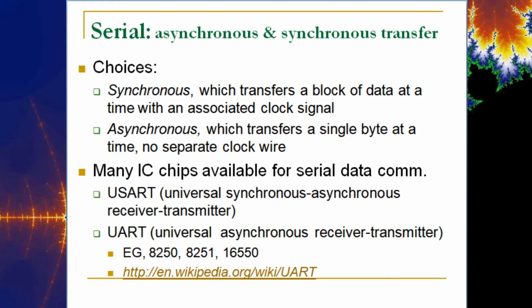There are many different chips available for serial data communications, and they usually have one of two designations, either a USART or a UART. The USART is the one you can configure to do whatever you want. It's the universal synchronous asynchronous receiver transmitter, so it can do either mode, and it can be on either the receiving or the transmitting end. And then the UART, which is more common, is the universal asynchronous receiver transmitter. Same thing, it can operate on either end, but now you don't have the synchronous option.